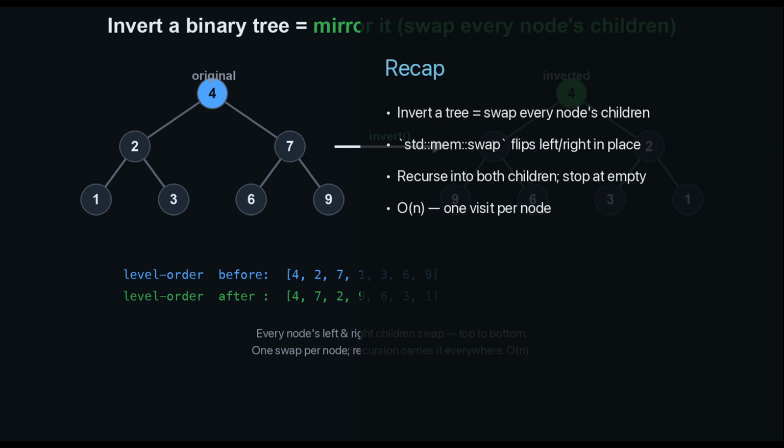Quick recap. Inverting a binary tree means swapping every node's 2 children. In Rust, mem swap flips them in place, and 2 recursive calls carry that swap into the left and right subtrees. The base case, an empty branch, ends the recursion. 1 visit per node, linear time, a famous question that turns out to be 5 honest lines.